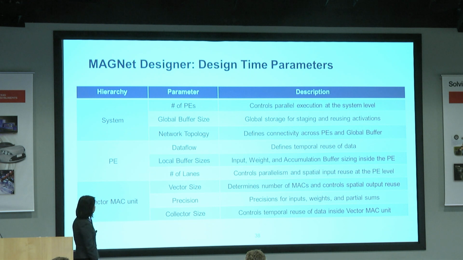With that, there is just a big table of all the different parameters, mostly design time parameters, like number of PEs, size of memory, network topology, and all the different data flows that can exist in the system. I'll talk a little bit more about that later. And also different sizing exists at the PE level and also at the vector MAC level.